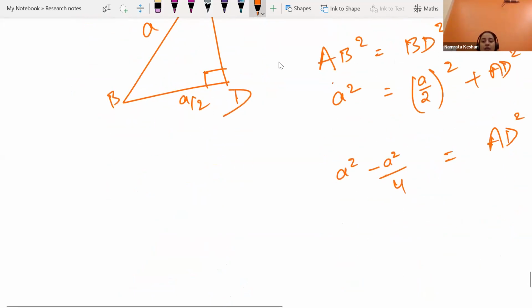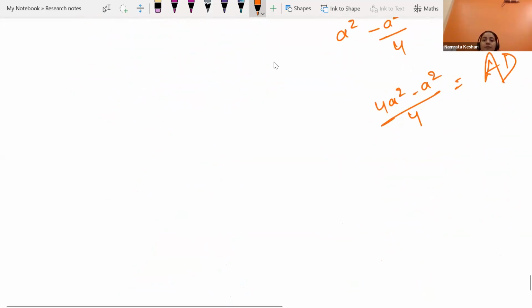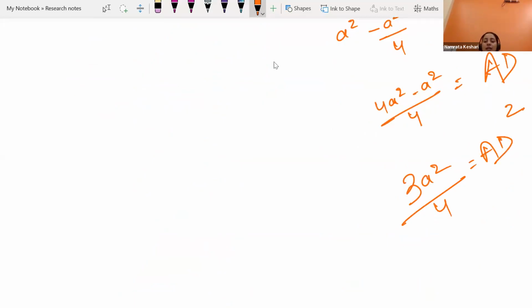What will we be getting over here? AD square will become, please do the simplification and tell me what we are going to get. A square minus a square by 4 will be what? Will it be 4a square minus a square by 4? Will it be 3a square by 4? Yes, ma'am. AD square is 3a square by 4.